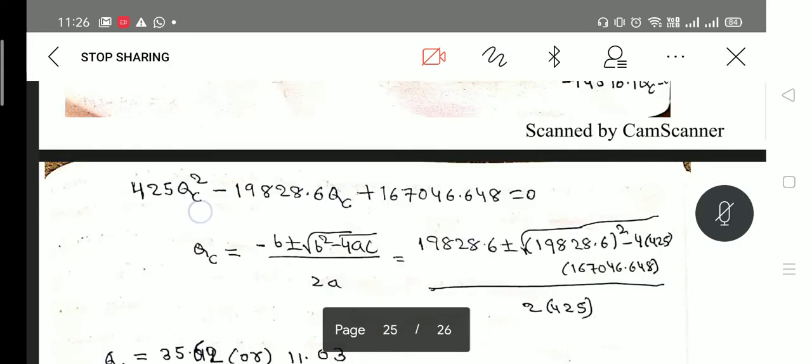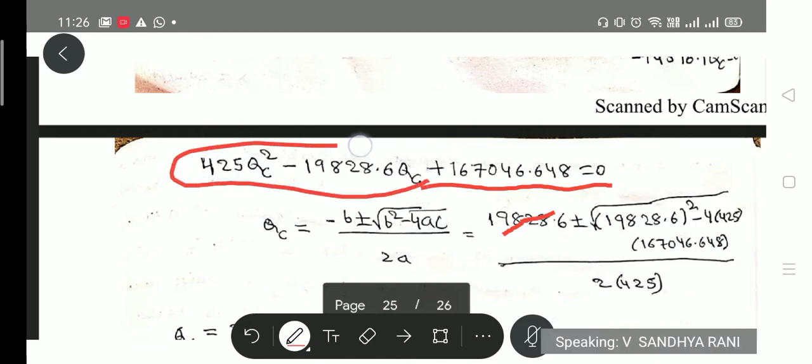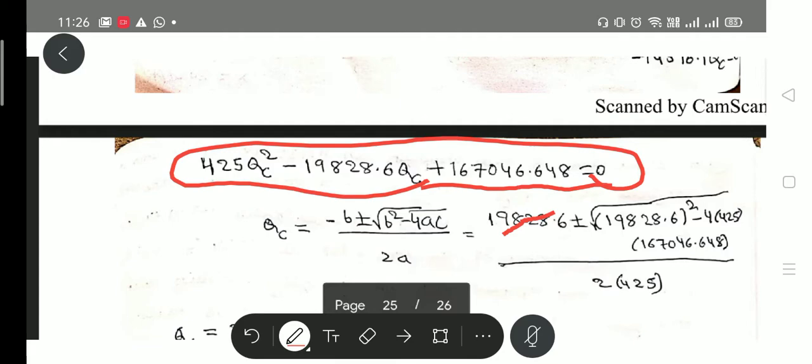like this. One equation will be QC square 425 QC square minus 198 1,19,828.6 QC plus 1,67,046.648 is equal to 0. We will get this equation. From this equation we can calculate the QC value by using this formula. QC is equal to minus B plus or minus root of B square minus 4AC by 2A. By using this formula we can calculate the QC value. We can substitute all those values, then we will get the QC value.